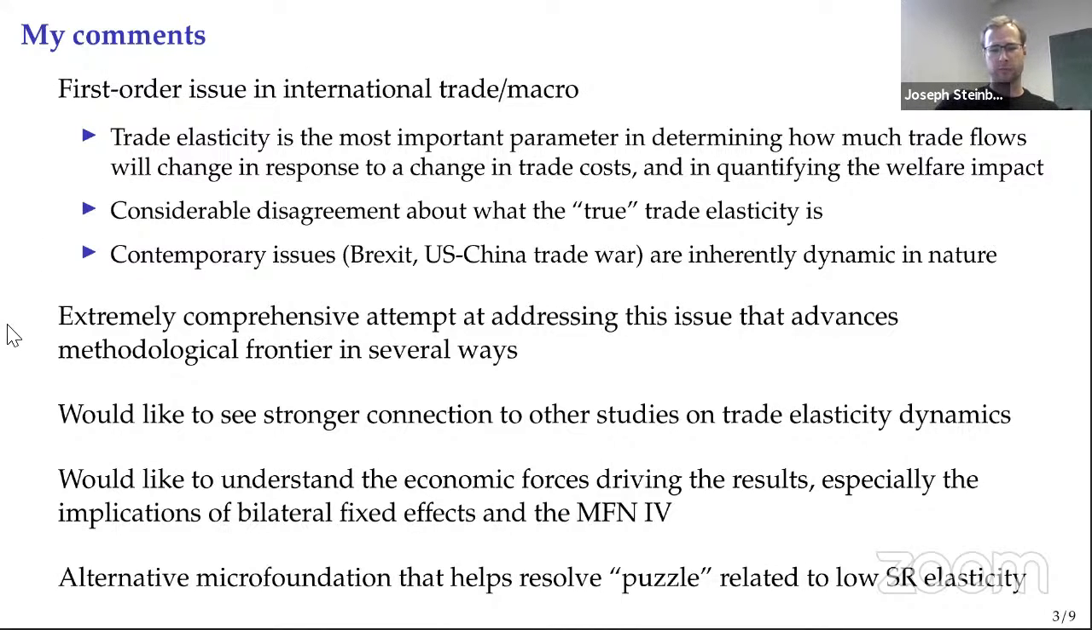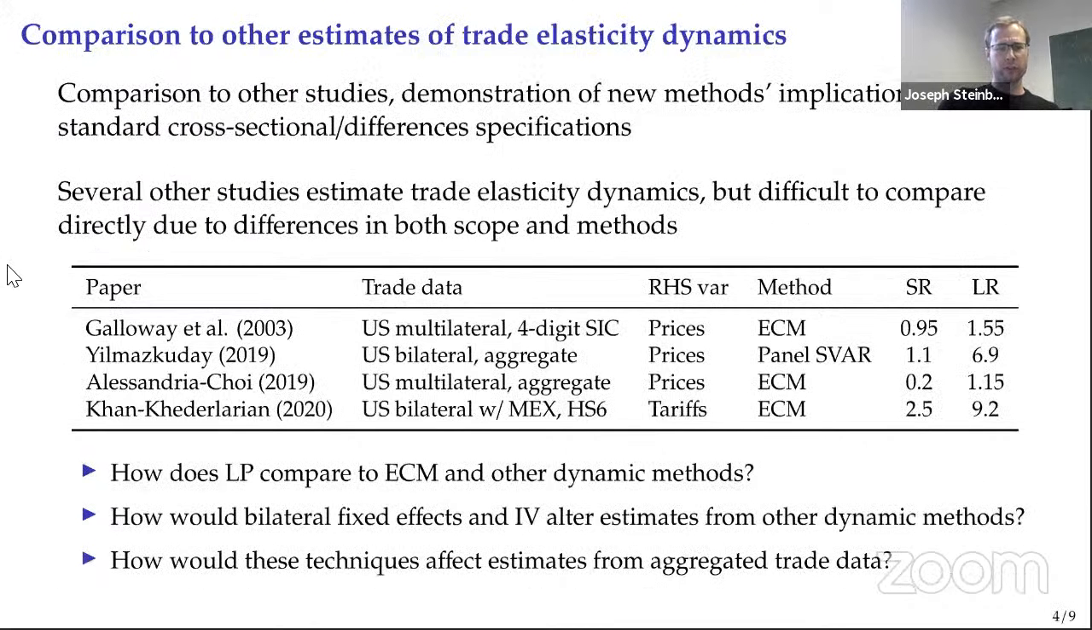And finally, I'll just very briefly provide one alternative micro foundation that helps rationalize the very low short-run elasticities that this paper gets. So first comment, I'd like to see some more comparison to other studies of trade elasticity dynamics. There are a number of papers that have done this. Certainly the ones in this table, though not all of them. This is just a couple of examples. And I think there is a wide range of long run numbers here, but there is a fairly broad consensus that short run elasticities are pretty low relative to long run elasticities.